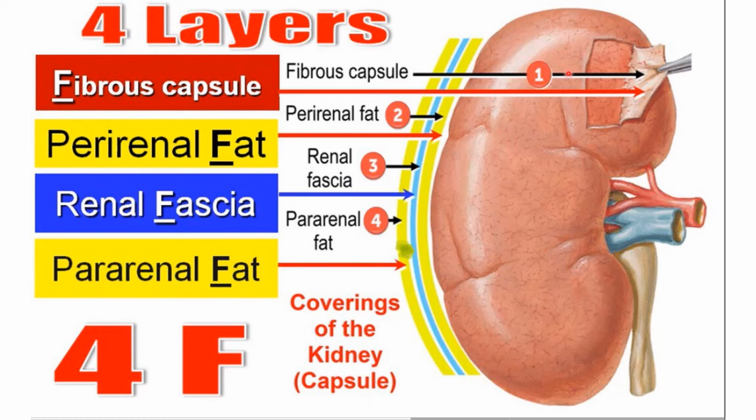We said the one that is most adherent to the kidney is the fibrous capsule. This is it, the fibrous capsule. Then the second one here we have the perirenal fat, which covers the fibrous capsule. And the third one we have the renal fascia. Then we have the pararenal fat, which separates the kidney from the muscles of the posterior abdominal wall.